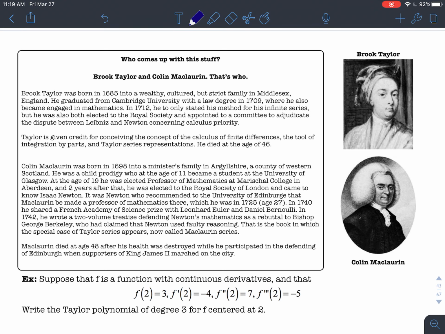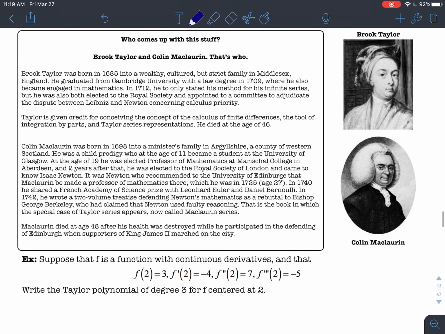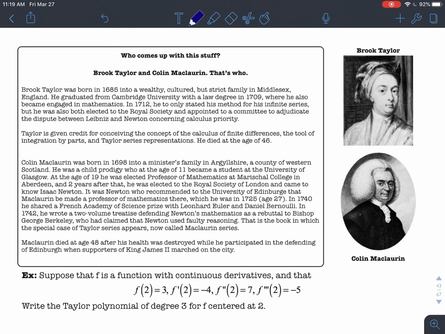So I think one of the most common questions that a math teacher gets, other than why do I need to know this, is who comes up with this stuff, right? Like, we introduce a crazy definition and you're like, who in the world figured this out? Well, for Taylor and Maclaurin series, I have got you.